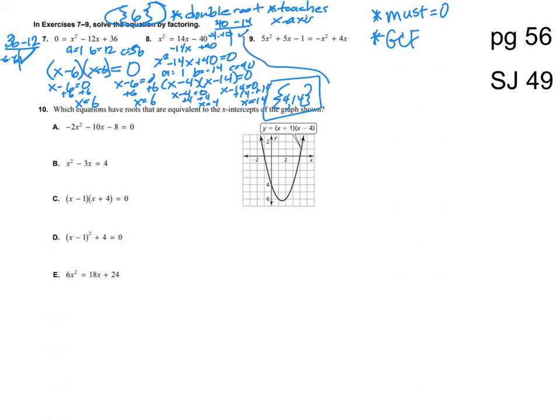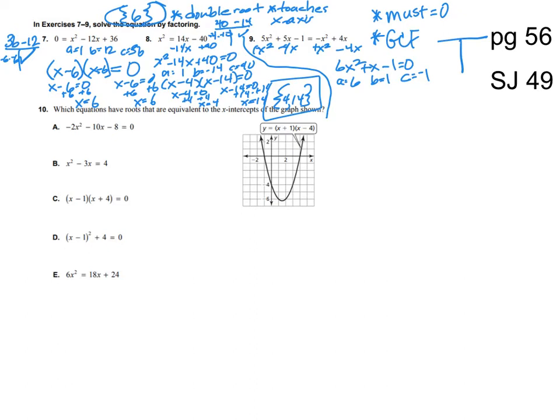Now for number 9. I am going to add x squared and subtract 4x. So I'm going to have 6x squared plus x minus 1. A is 6, B is 1, C is negative 1.